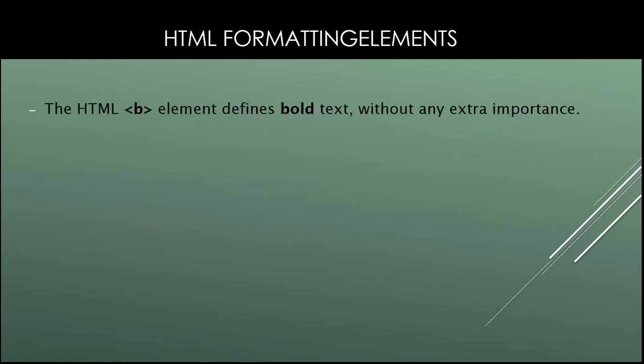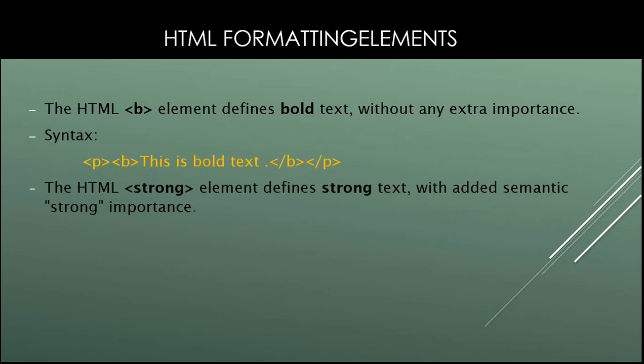Let us see what tags we can use in HTML to show these different types of text. To show bold text, we can use the b tag. In a paragraph, if we write any words in between the b tag, then those words will be shown using the bold font. The b tag just converts the text into bold, but it will not add any extra importance. And this is the syntax to use the b tag. This is not an empty HTML element. We need to write an end tag for this b tag.